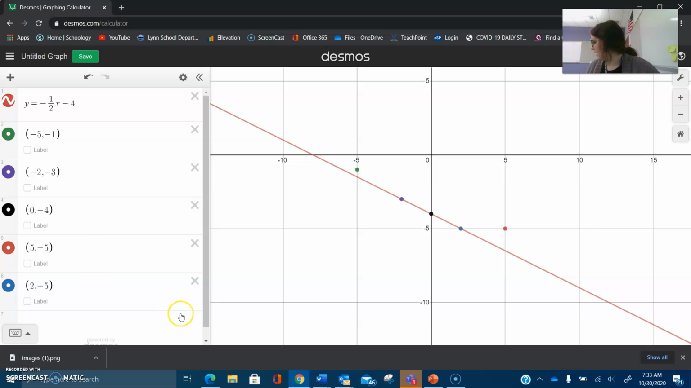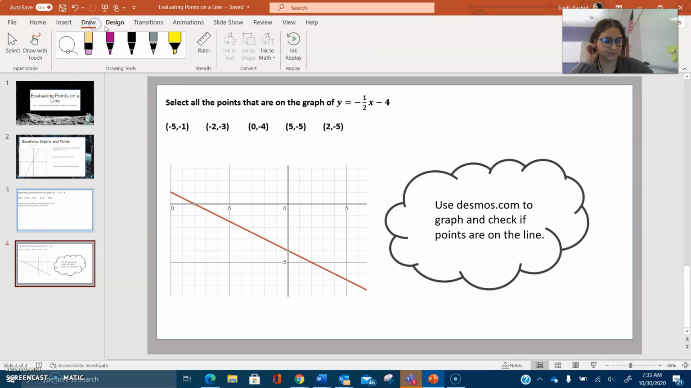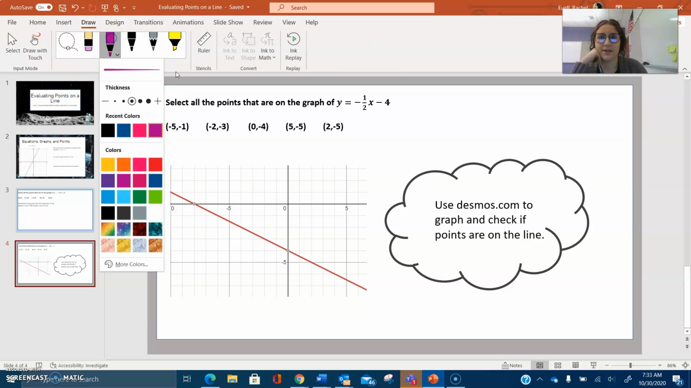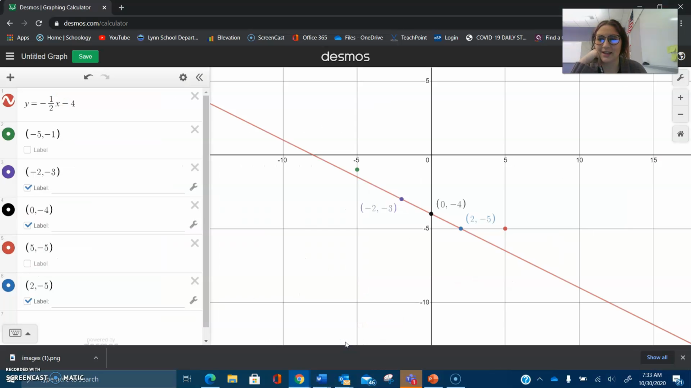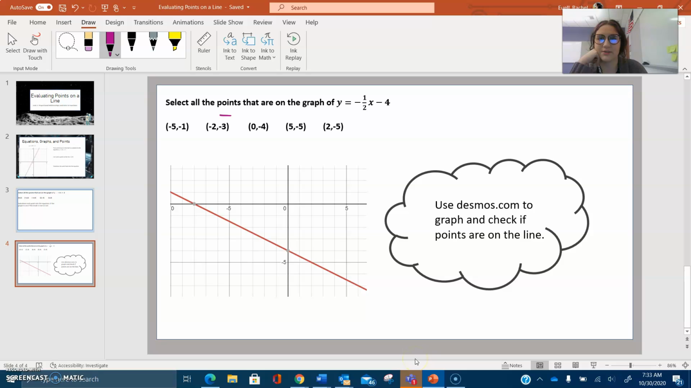So I would go and say, I need a pencil. I would go and say which ones did lie on my line. So this one did. -2, -3, you can label it. 0, -4, that one is on the line. And 2, -5 is on the line. So if I go back to my question, I can just select those points, circle them. So let's see, I already forgot what they were. -2, -3, 0, -4, and 2, -5. So -2, -3, 0, -4, and 2, -5 are the points that are on the graph.